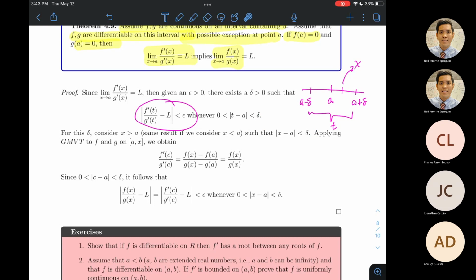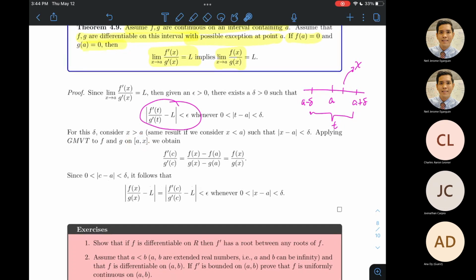Tapos, ang gagawin ko ngayon, gagamitin ko yung Generalized Mean Value Theorem kay f at saka kay g, pero sa closed interval a, x. I think ito lang yung dahilan kung bakit ko inassume na si x ay mas malaki kay a, para masulat ko yung closed interval ng tama. Kung si x ay mas maliit kay a, ang gagamitin ko yung GMVT naman sa x, a. Right? So, dun lang sa arrangement. Kaya kailangan ko kung sino yung mas malaki between kay a at saka kay x.